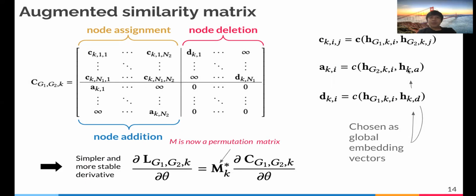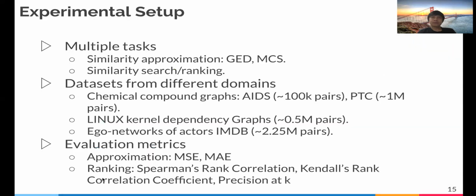So given this square matrix, it turns out that its linear programming objective admits a permutation matrix M as the solutions. And we can show that the solutions, as well as gradients, are stable. But more importantly, the gradient is similar, where we just multiply the gradient of the cost matrix with the optimal matrix M star by solving this linear programming objective.